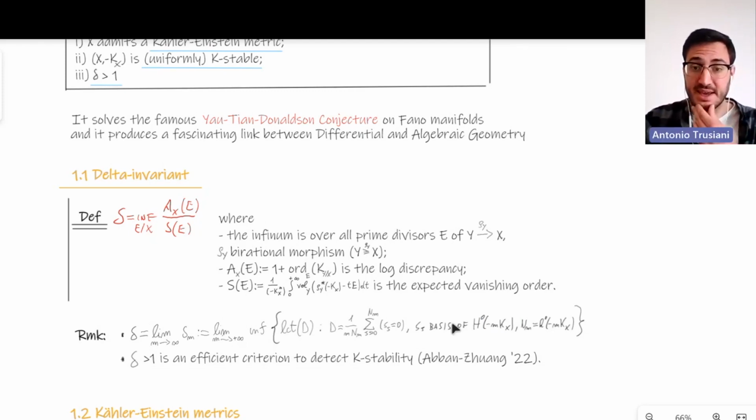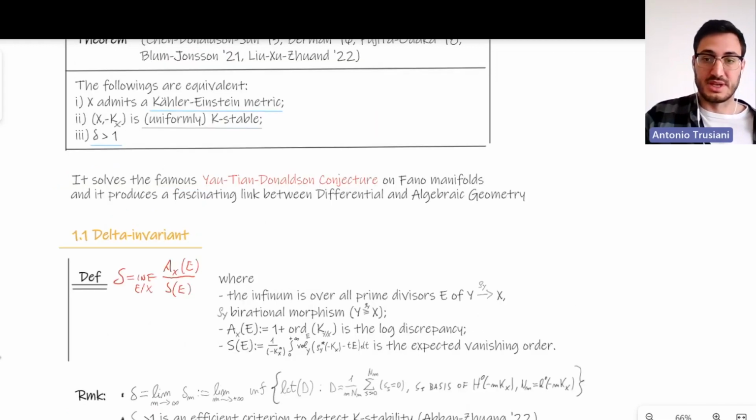And recently, Abban and Zhuang have found a way to prove that this delta bigger than 1 is actually an efficient criterion to detect K-stability. But one problem is that in most cases you have to deal case by case to detect which Fano manifolds are K-stable. There are very few general theorems to detect K-stability. Some of them are given by these papers of Abban and Zhuang.